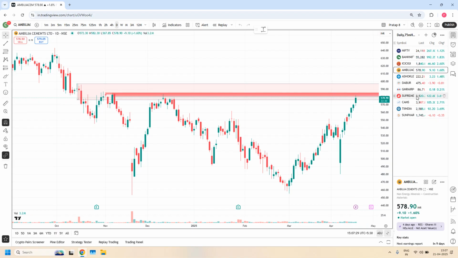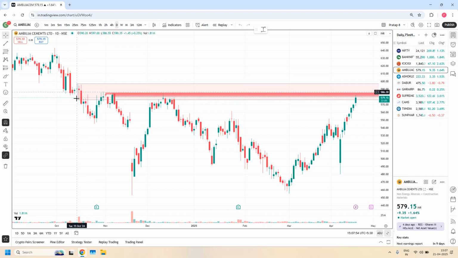There is one more stock, Supreme Industries. Previously, we took the trade in that zone. That zone is violated today. Apart from that, we haven't got any trade opportunities. Let's look into this. First of all, this is the Ambuja Cement. So this is a drop, base, drop. This is what our software identified.